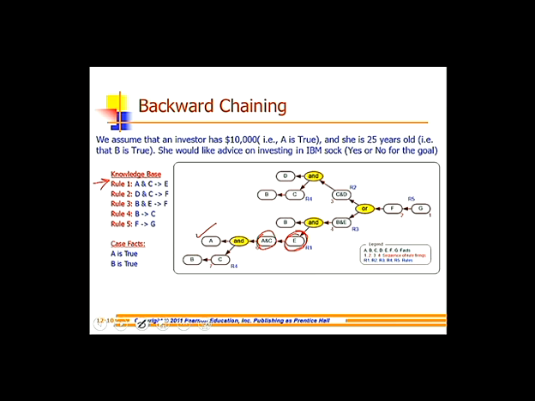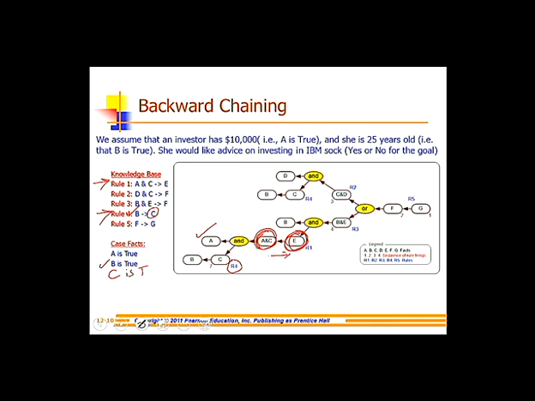Now look for a rule in which C appears in the then part. This is rule number 4. Rule number 4 contains C in the then part. Now C is the goal, and it only needs information about B, and we know that B is true. It is in the case fact. If B is true, C is also true. So now this rule will be fired, and the fact that C is true is added to the case facts. Now if A is true and C is true, then E is also true.